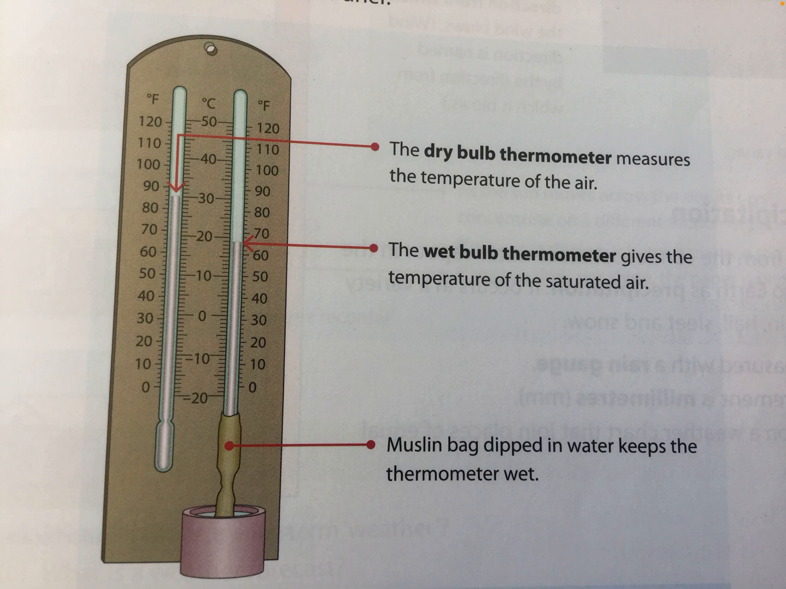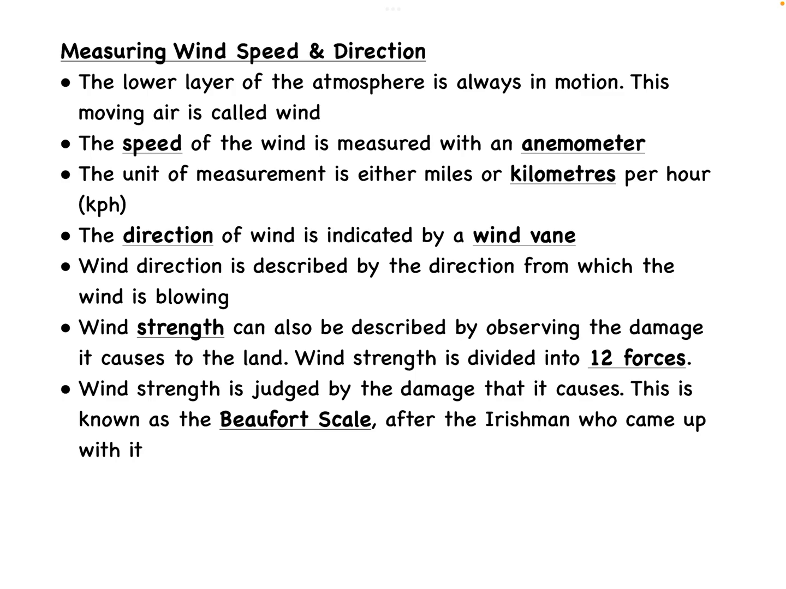You check the difference between the two temperatures. If they're very similar or very close, well, then the air has very high humidity. If there's a big difference between the two thermometers, the humidity is low. That's a good thing because, you know, we don't want rain to come and we don't want that dead heat, okay? Now, onto wind speed.